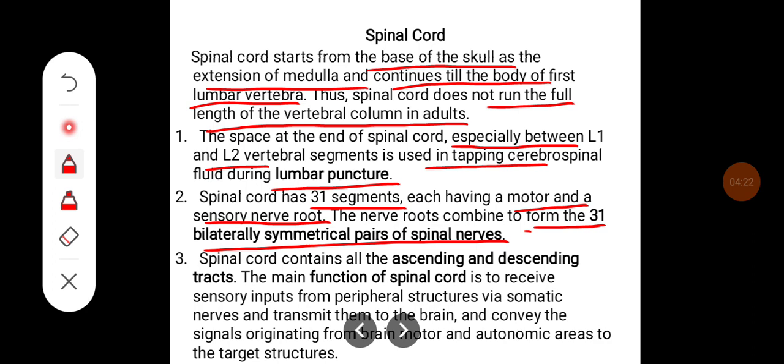The spinal cord contains all ascending and descending tracts. The main function of the spinal cord is to receive sensory inputs from peripheral structures via somatic nerves and transmit them to the brain, and convey the signals originating from the brain, motor, and autonomic areas to the target structures.